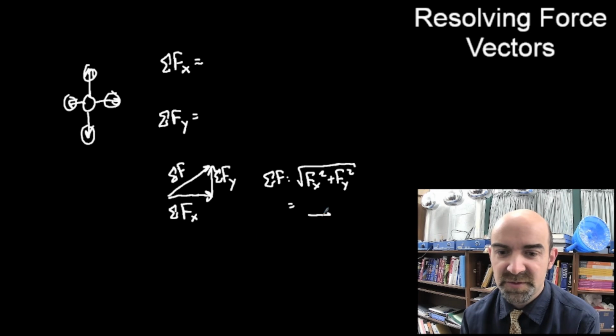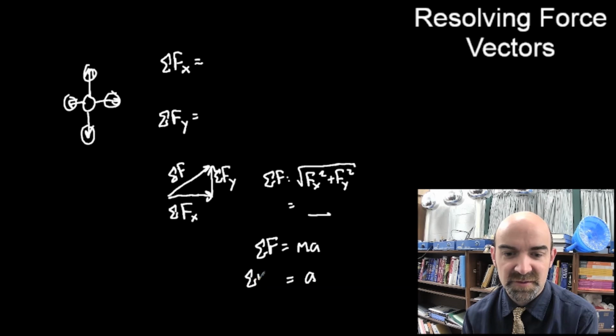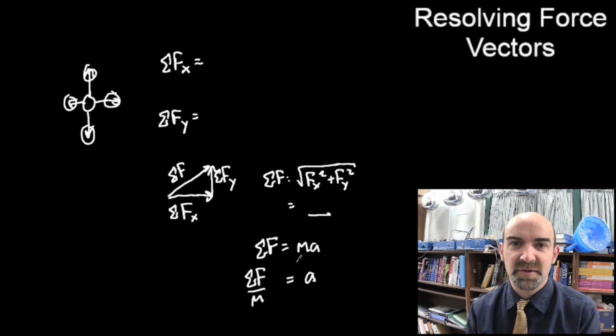And finally, apply it to Newton's second law. Divide out the mass. That acceleration will be the sum of the forces divided by the mass. And that's it. That's all there is to it.